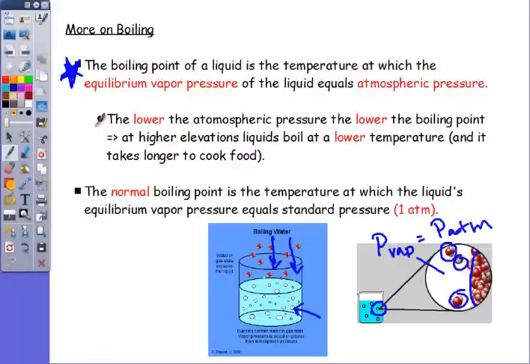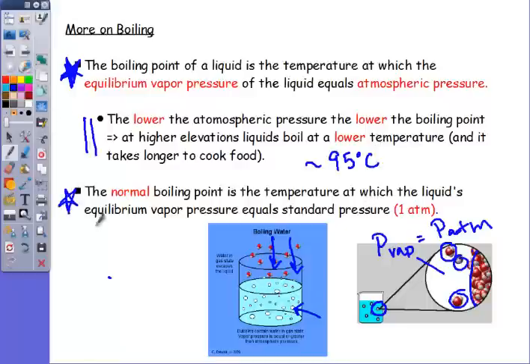The other thing I do expect you to know is that the lower that atmospheric pressure, the lower the boiling point is going to be. And the classic example here is comparing sea level with Denver. The atmospheric pressure in Mile High City is much lower, so water actually will boil at a lower temperature. In Denver, water boils at about 95 degrees Celsius.